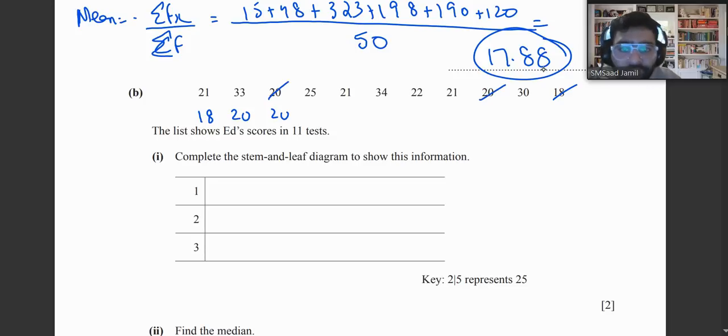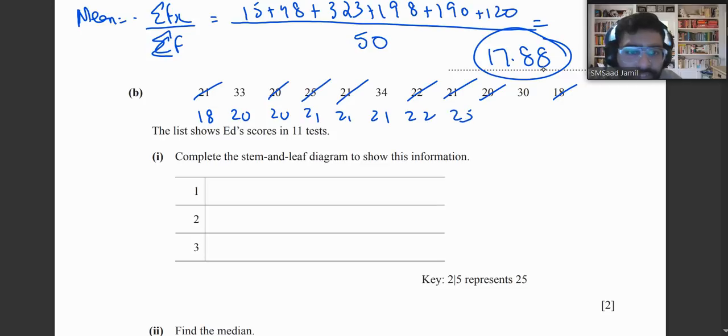No. Then we have 21. Then we have another 21. Then we have another 21. Then we have 22. Then we have 25. Then we have 30. Then we have 33. And lastly we have 34.